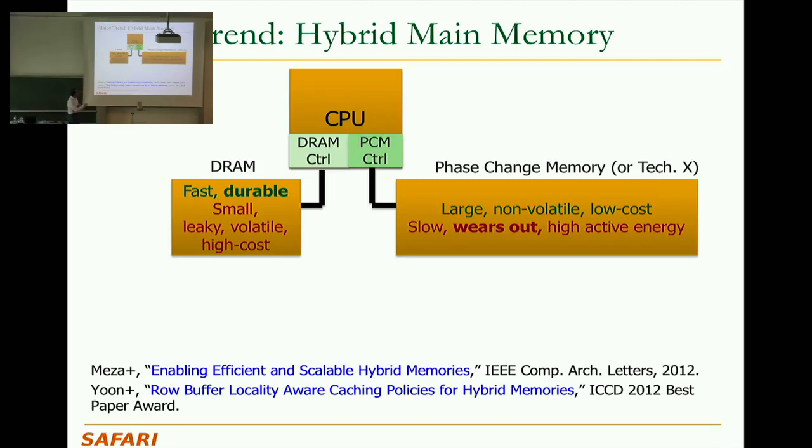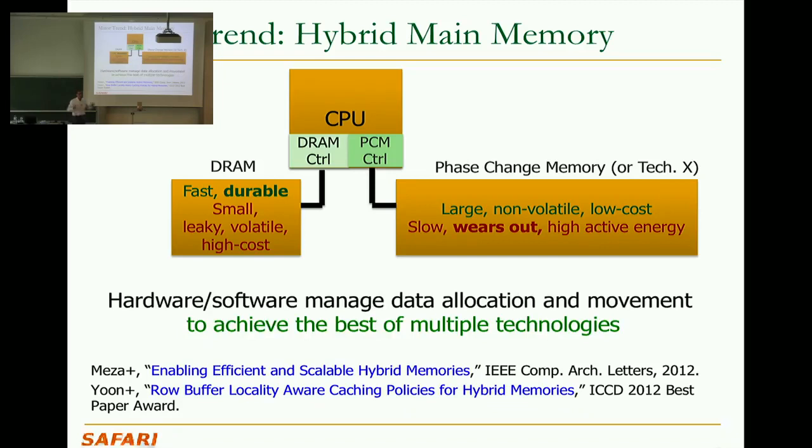Different types of memory that are green, or good, at different complementary metrics, and red, or not good, at complementary metrics, and design the hardware and the software to manage the data allocation and movement across these different types of memories to achieve the greens as much as possible while avoiding the reds as much as possible. And this is a very good direction. This is happening. It's going to happen even more going into the future.